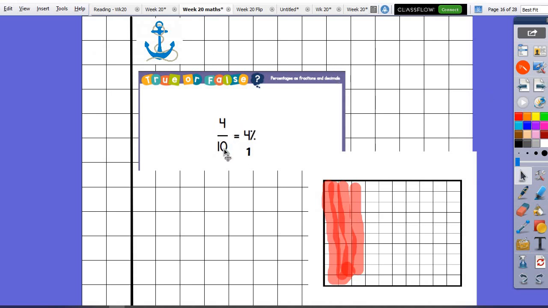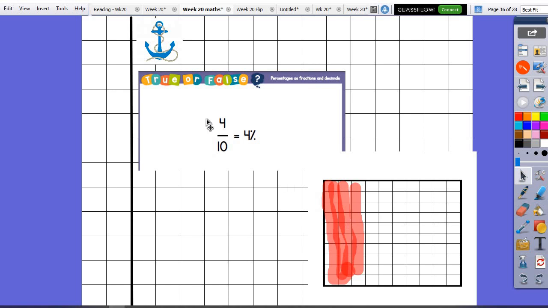True or false? 4/10 equals 4%. Is that correct? Is that true or is that false? Have a quick discussion with whoever's in the house and see, 4/10 is 4%. True or false? 5, 4, 3, 2, and 1.